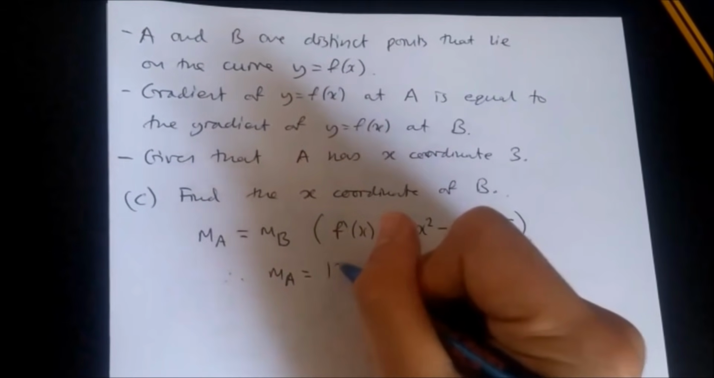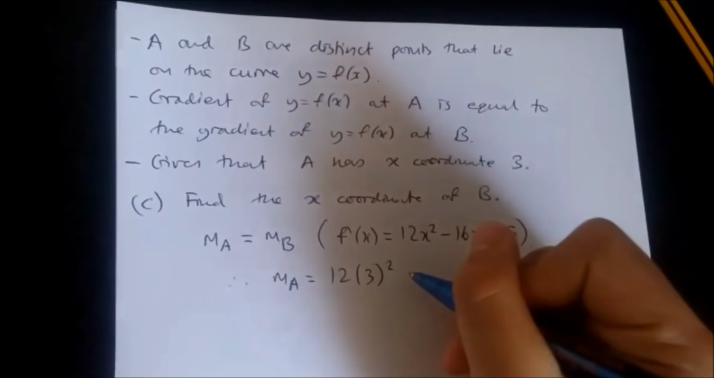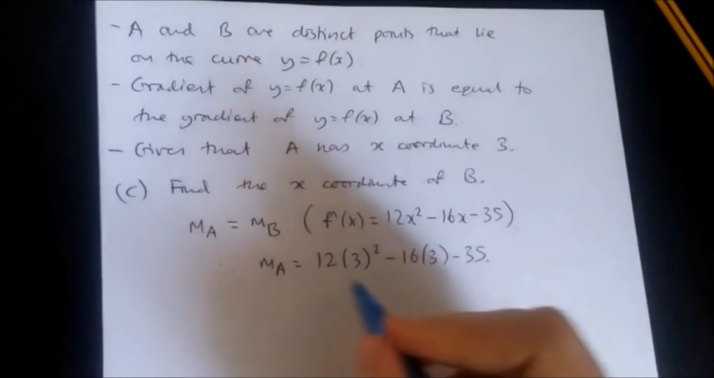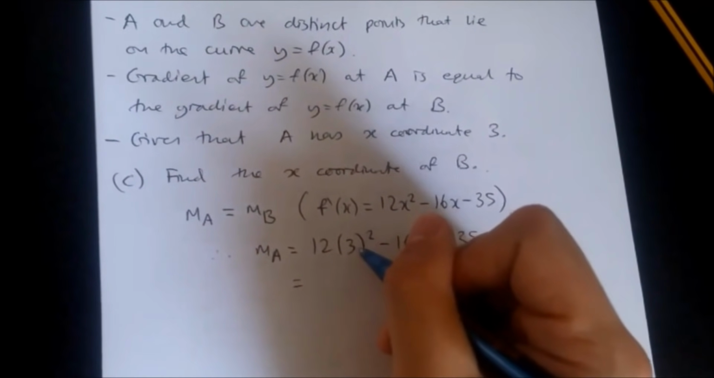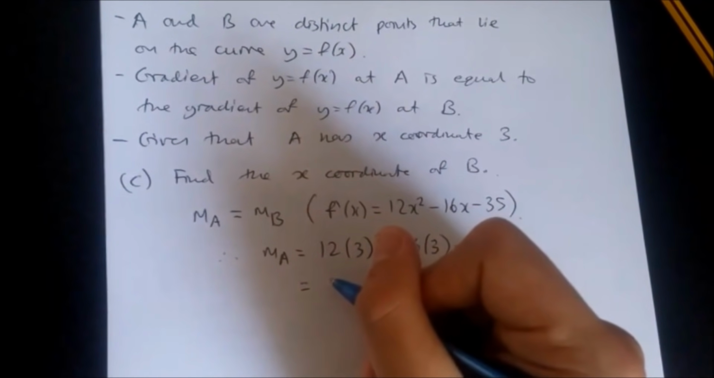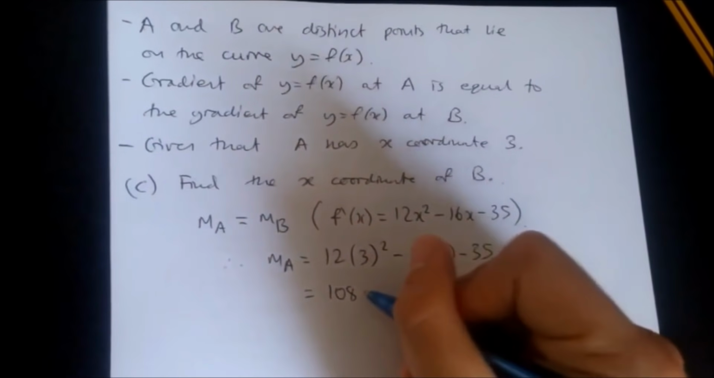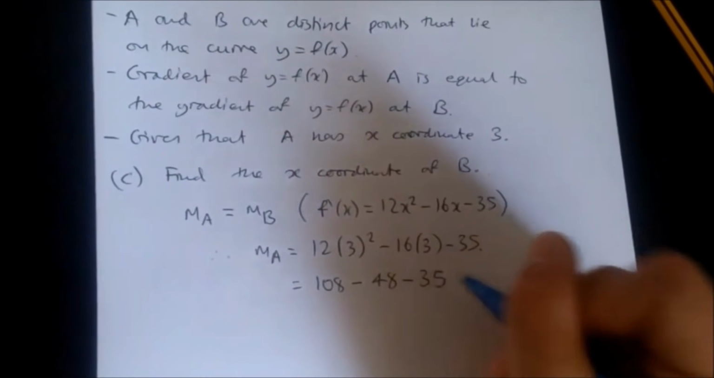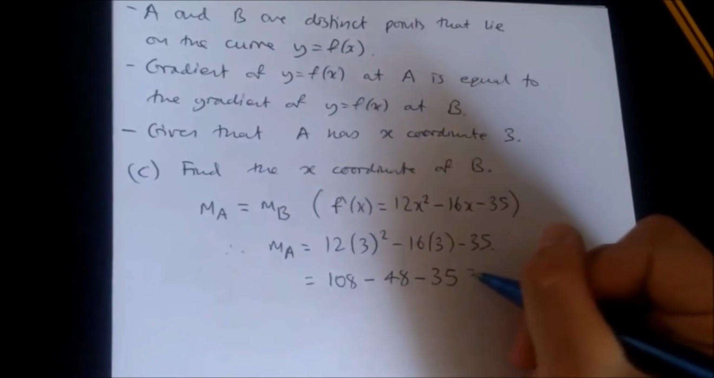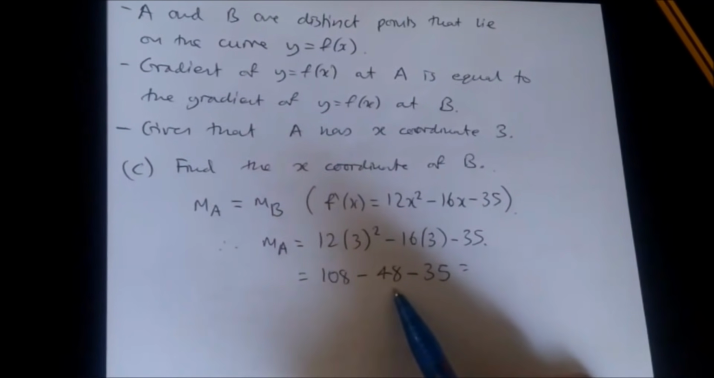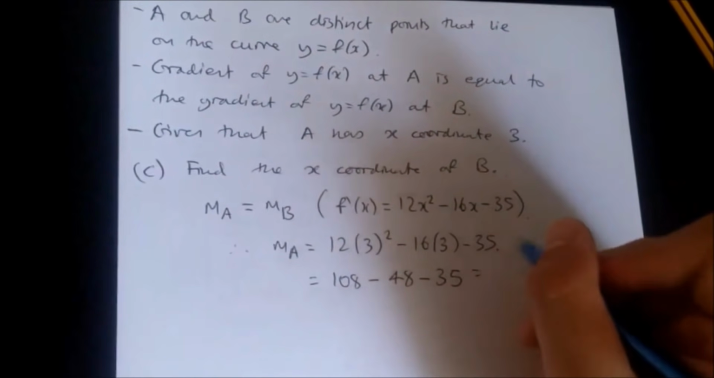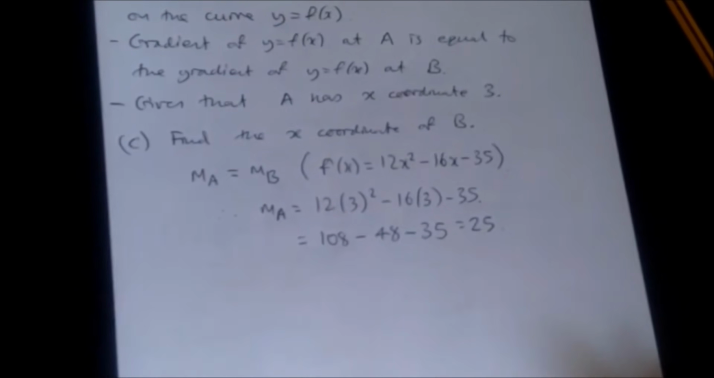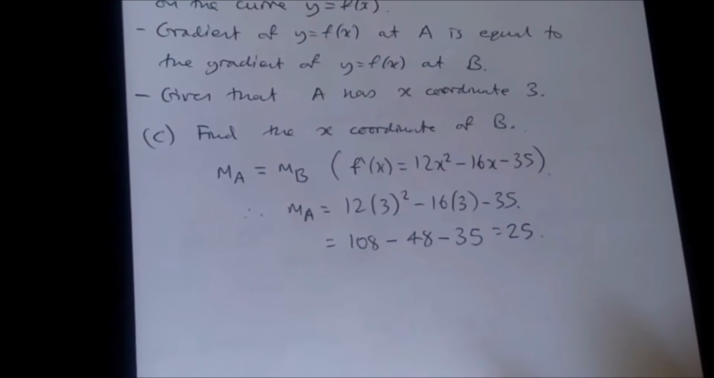which is 12 times 3 squared minus 16 times 3 minus 35. So evaluating this, what do we get? 3 squared is 9, so 12 times 9 will give us 108, minus 16 times 3 is 48, minus 35. So now our quick mental math skills: 108 take away 48 should be 60, 60 take away 35 is 25, and voila, here's our gradient. Not bad, is it? So what do we do now?